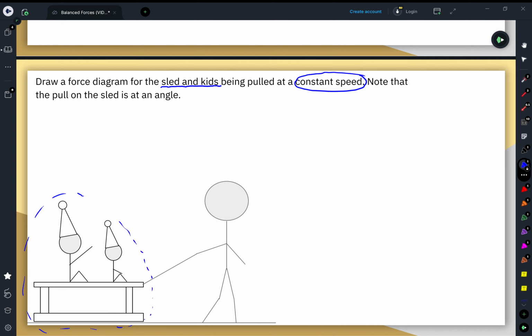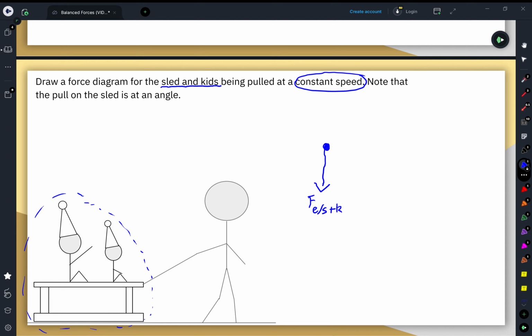So when we draw our free body diagram for that, we need to make sure that we are including the two kids and the sled, and then we need to identify the forces acting on that entire system and explain how all of those forces are going to be balanced. So I'm going to first shrink my system down to that single dot. I identify my downward force of the earth acting on the sled and the kids.